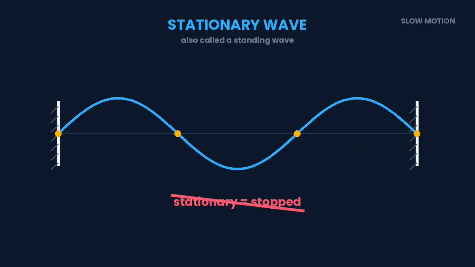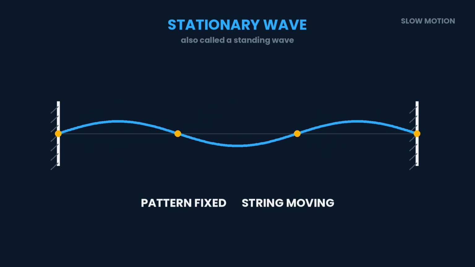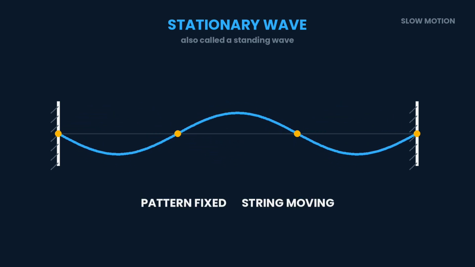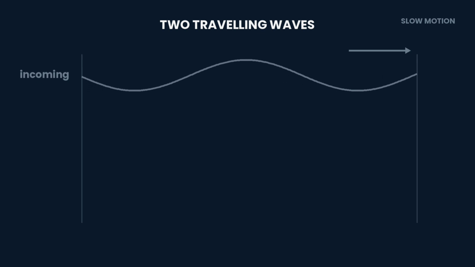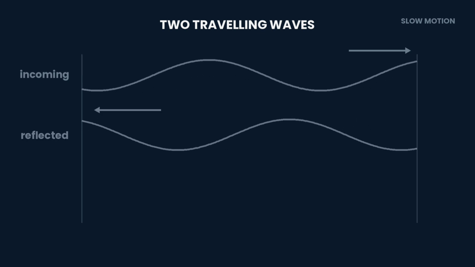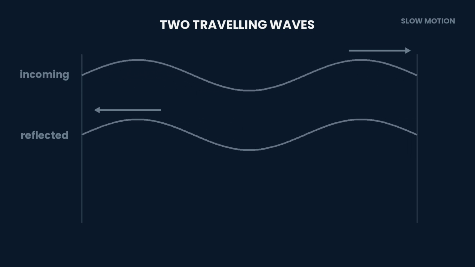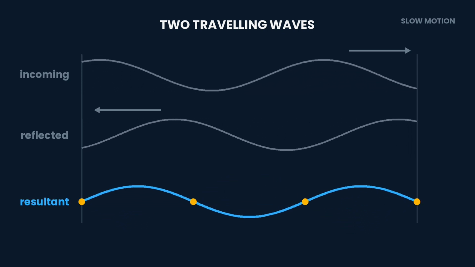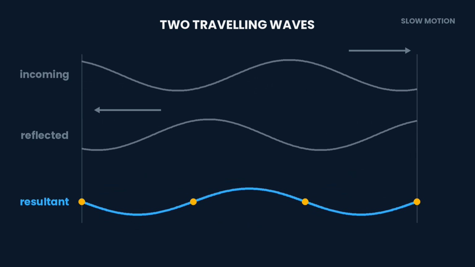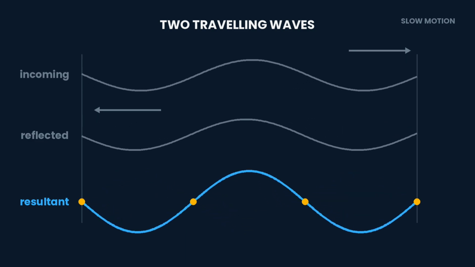It is not a wave that is stopped. The medium is still moving, while the pattern stays in place. Start with a progressive wave travelling along the string. It reflects at the fixed end and returns with the same frequency and the same speed, but in the opposite direction. If the two waves have equal amplitudes, their displacements add to form a pure stationary wave.